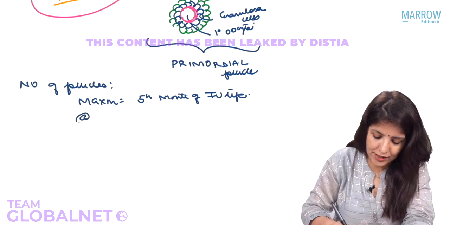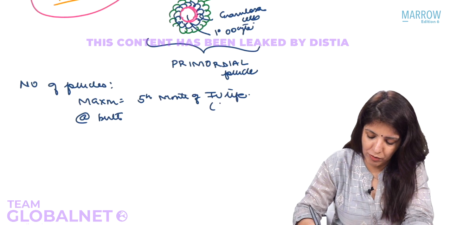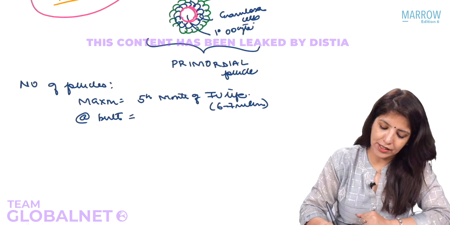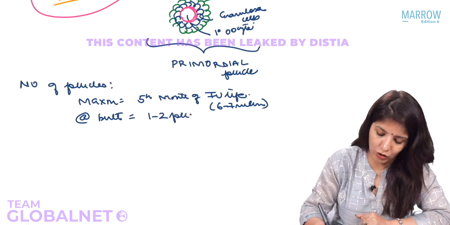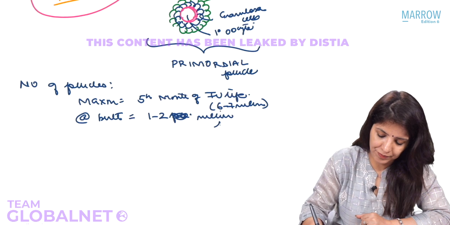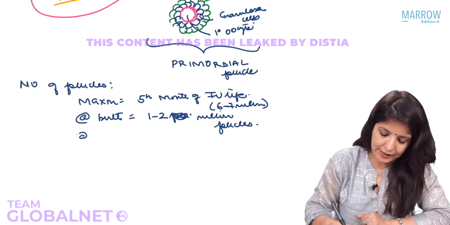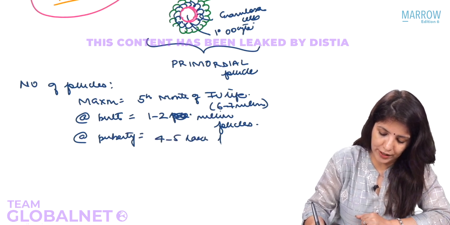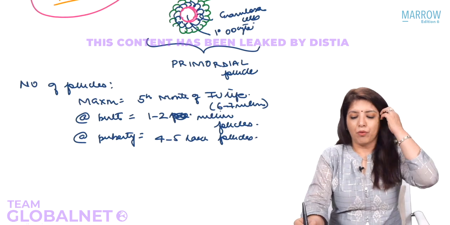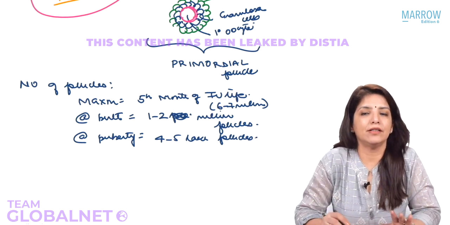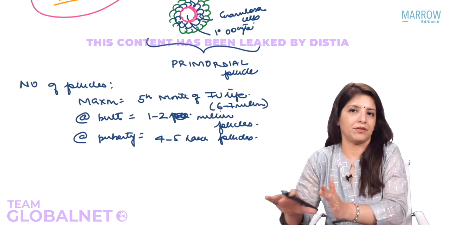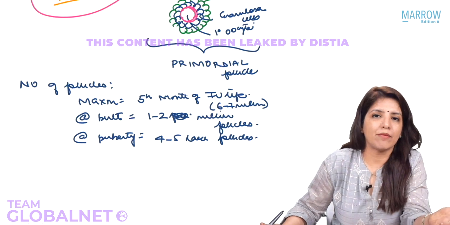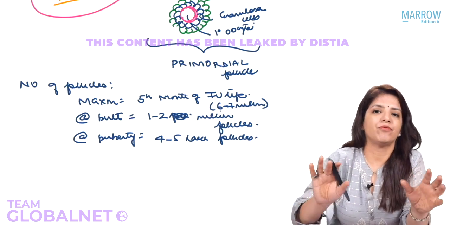Then, at the 5th month of intrauterine life, the number was 6 to 7 million follicles, right? At the time of birth, there are 1 or 2 million follicles, right? Then at the time of puberty, there are 4 to 5 lakh follicles. Now, what I am seeing here is that the follicles are continuously decreasing. They were maximum at the 5th month of intrauterine life. Then they decrease at the time of birth, and by the time they reach puberty, they decrease further.